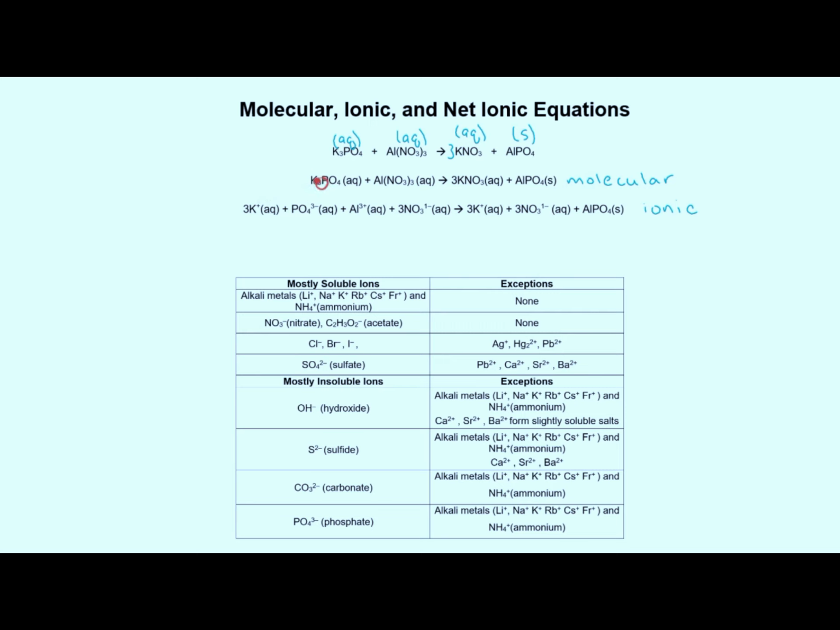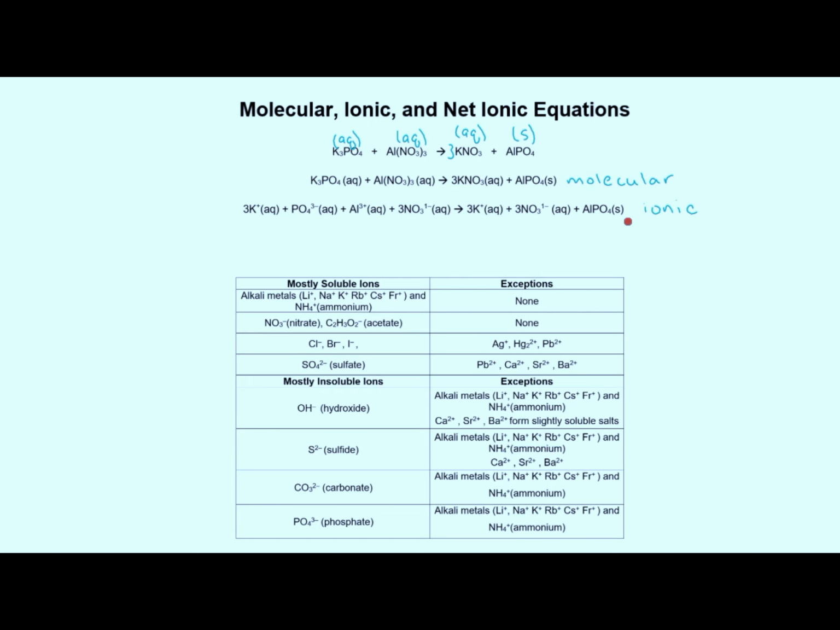Now notice this 3 here becomes this 3 here. There are 3 potassium ions. Aluminum nitrate, also soluble, becomes the aluminum cation, and again 3 nitrate anions because of this 3 here turns into that 3 there. Potassium nitrate, notice it has a 3 here for balancing. That means we have 3 potassium cations and 3 nitrate anions. Now my aluminum phosphate is insoluble. It is a solid, so it remains the same. It's still insoluble. It does not break apart into cation and anion.